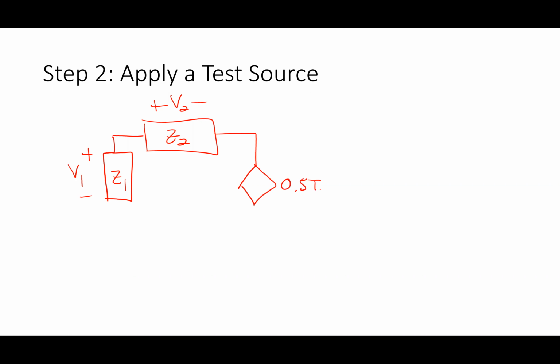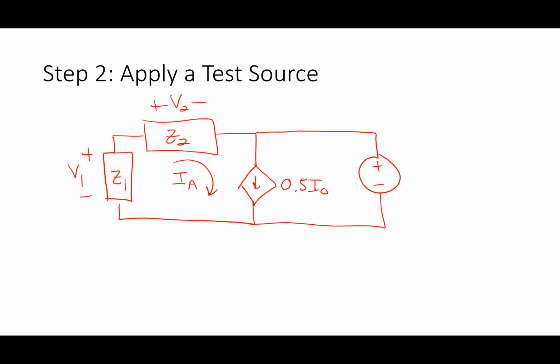So I have here Z1, V1, Z2, V2, 0.5 I naught. Now in this case, do I do both meshes here? No. I don't do both meshes, and this was I naught here. Why not? Because of that source. I got a current source here, right?